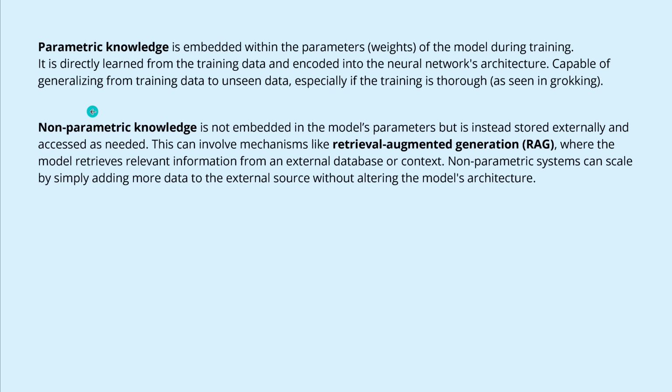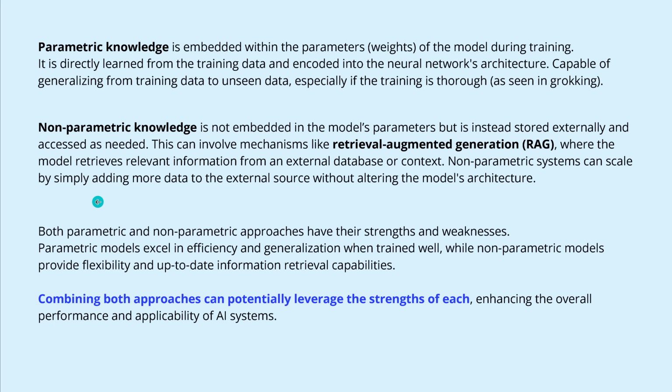Now, non-parametric knowledge is not embedded in the model parameter, but instead stored externally and accessed as needed, a RAG system. This involves mechanisms like retrieval augmented generation system, where the model retrieves the relevant information from external databases. Non-parametric system can scale beautifully by simply adding more data to the external source without altering the architecture at all. And both parametric and non-parametric approaches have their strengths and weaknesses.